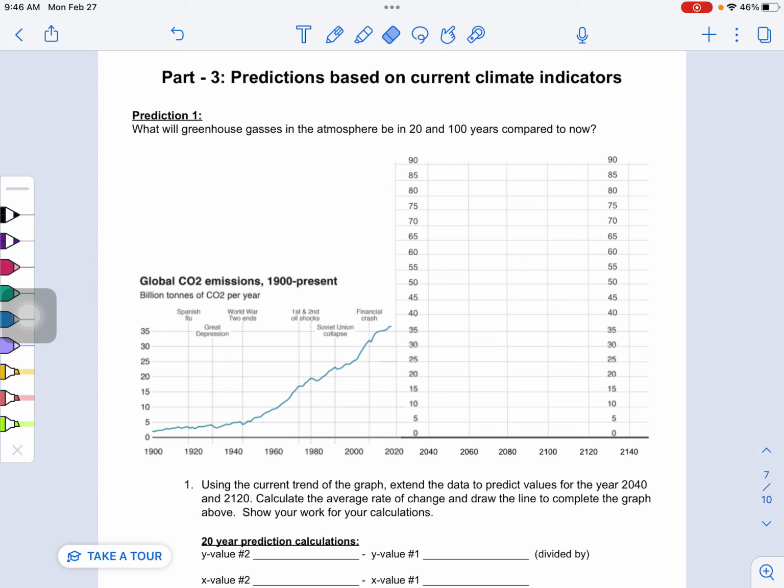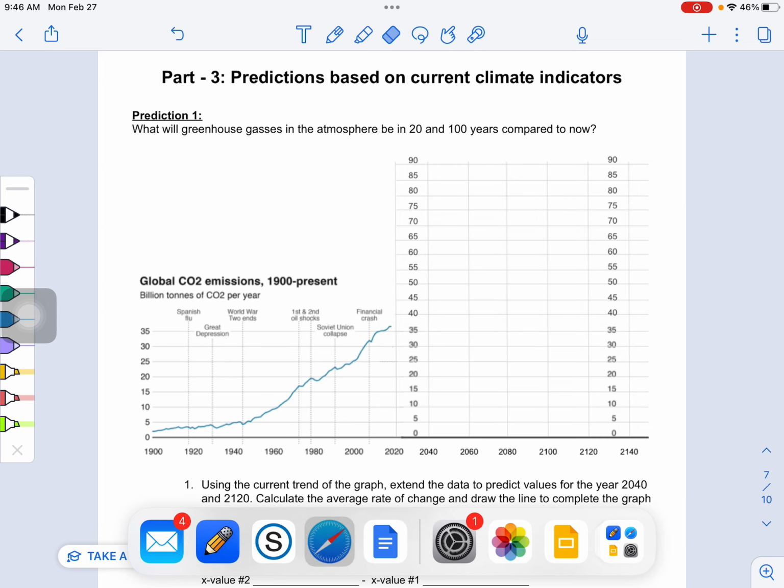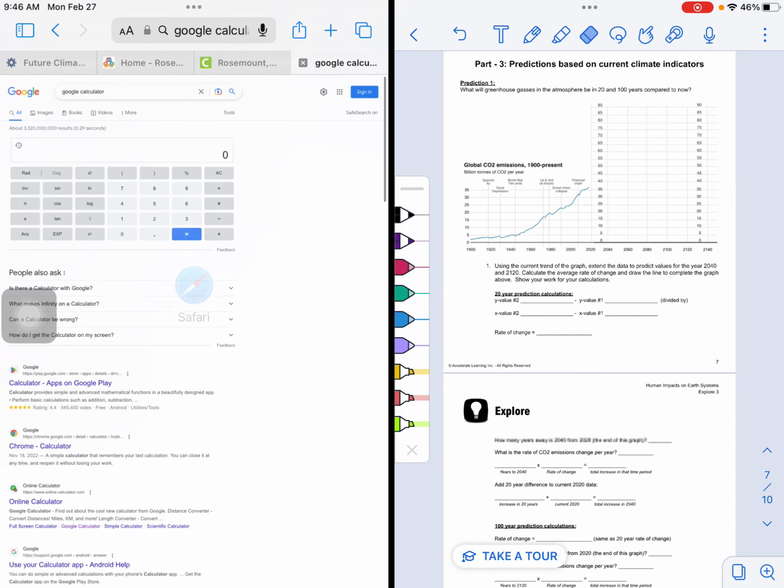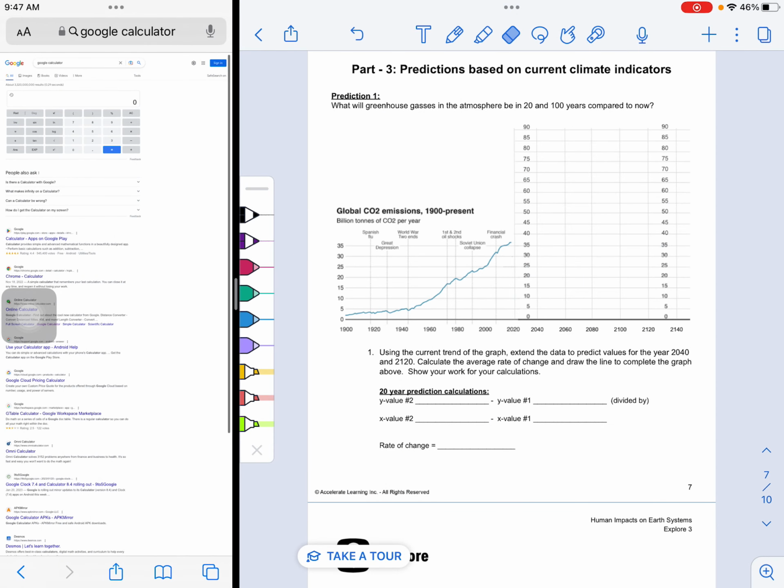So as we get started here with our part 3, predictions based on climate indicators, we do need a calculator. So make sure you have one handy, either on your desk or split screen, something like this, so you can use it as you go.